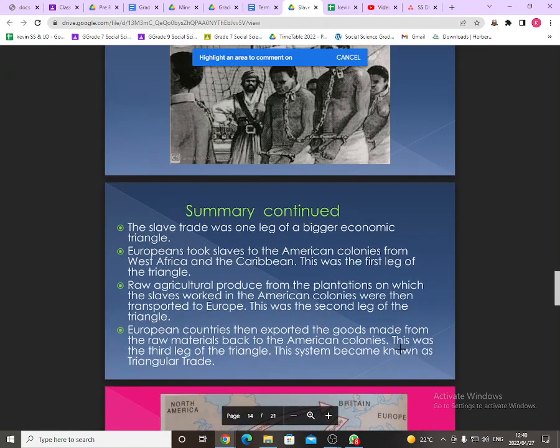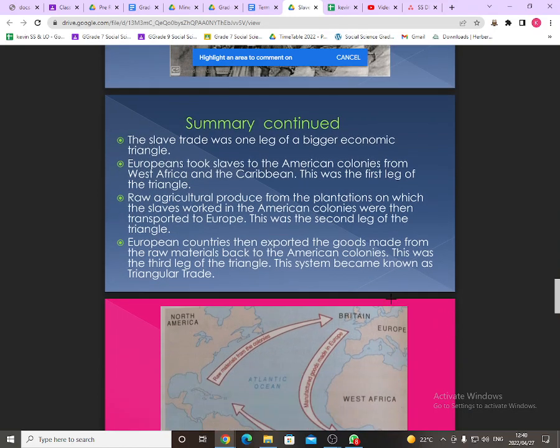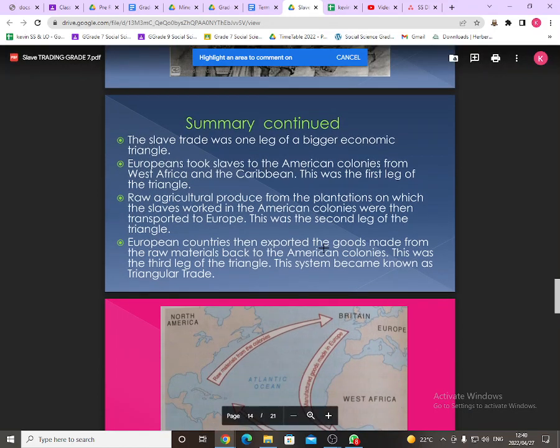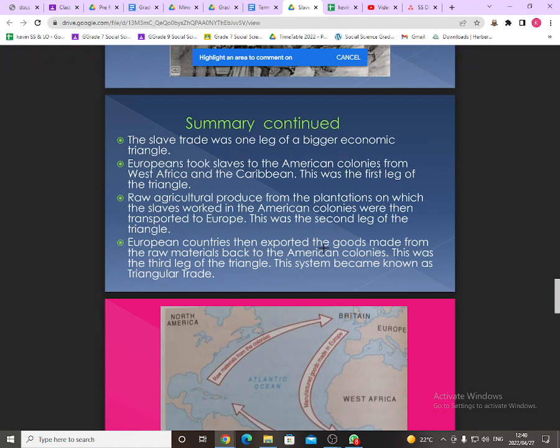The slave trade was one leg of a big economic triangle. Europeans took the slaves to American colonies from West Africa and the Caribbean. This was the first leg of the triangle. Then raw agricultural produce from the plantations on which the slaves worked in the American colonies was transported to Europe. This was the second leg of the triangle. The European countries then exported the goods made from these raw materials to the American colonies. This was the third leg of the triangle. So the system became known as the triangular trade.